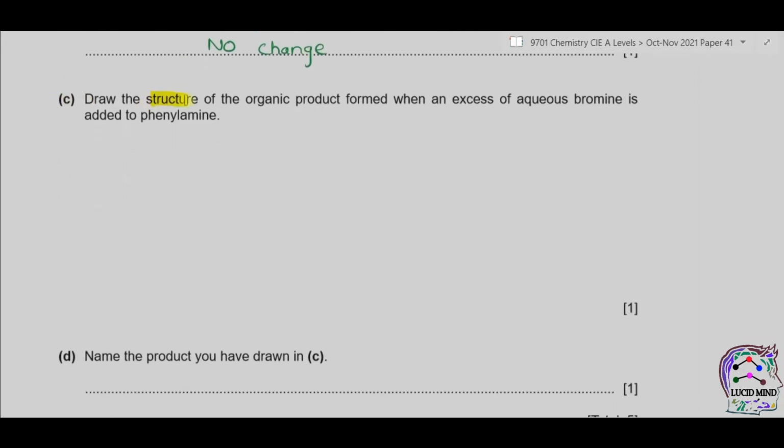Part C, draw the structure of the organic product formed when an excess of aqueous bromine is added to phenylamine. Let's suppose this was phenylamine, we have a benzene ring and NH2 was present. So when bromine was added, it will replace hydrogen atoms on the benzene ring at the 2, 4 and 6 positions. So substitution will occur at the 2nd position, at the 4th position and at the 6th position.